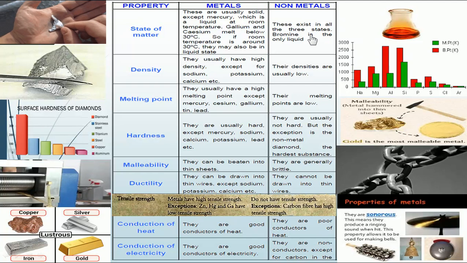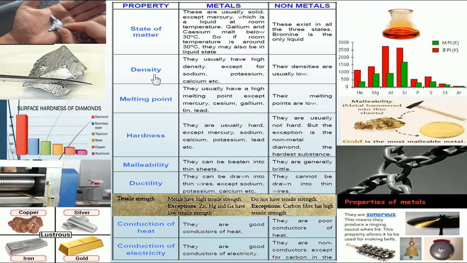Carbon, phosphorus and sulfur are examples of non-metals which are available in the solid state. Come to the density. Usually what is called density? Mass by volume is called density. Usually when you hold a metal, we feel heavy. Like if you hold an iron, we feel heavy because in the particular unit volume, a lot of atoms are packed. That's the reason their mass is high. When the mass is high, density will also be high.